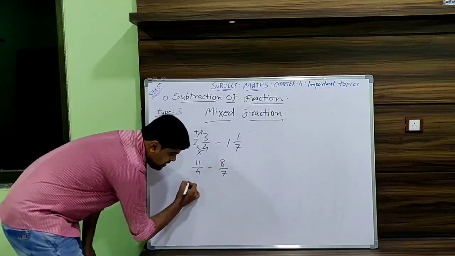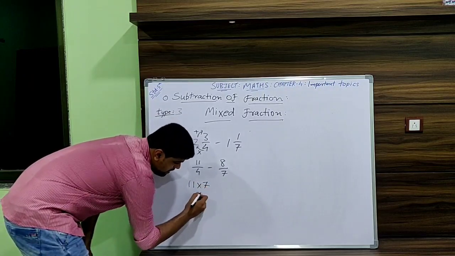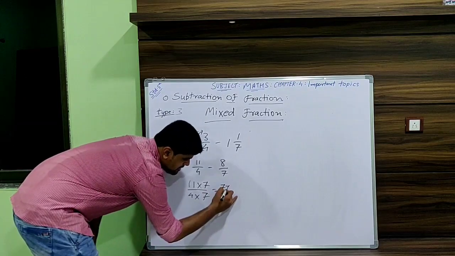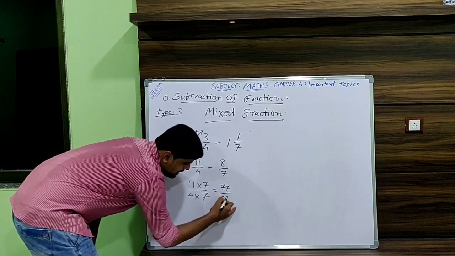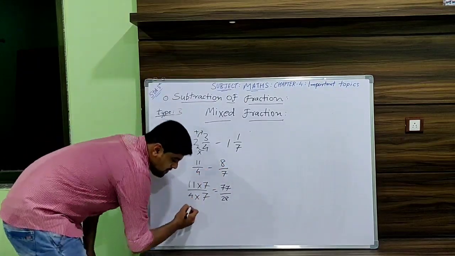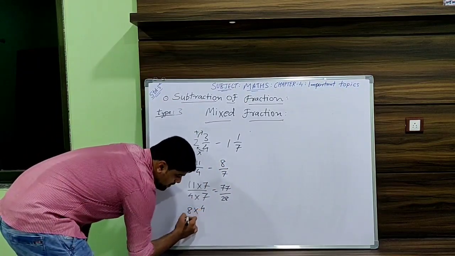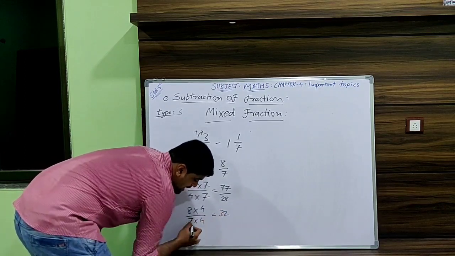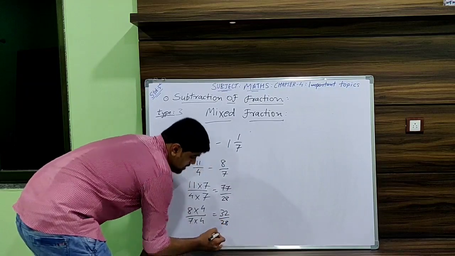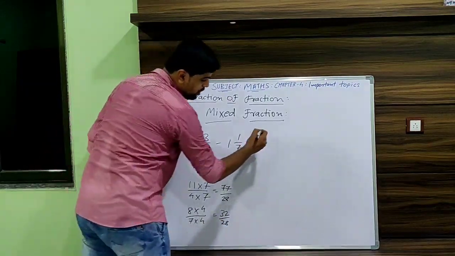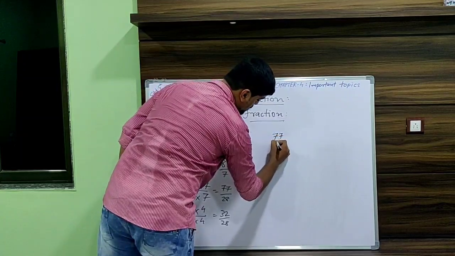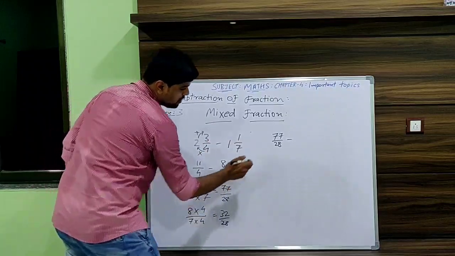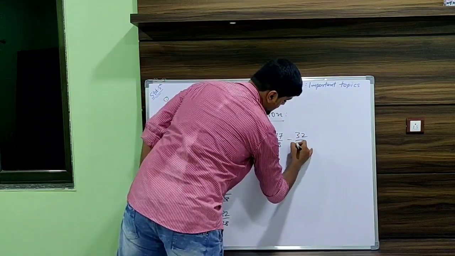So let's do it. 11 into 7, 4 into 7, which becomes 77 divided by 28. And for this, 8 into 4 and 7 into 4. So 8 4s are 32 and 7 4s are 28. So for 11 by 4, we got 77 upon 28, minus, for 8 by 7, we got 32 by 28.